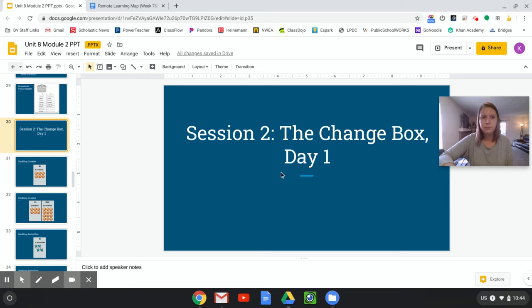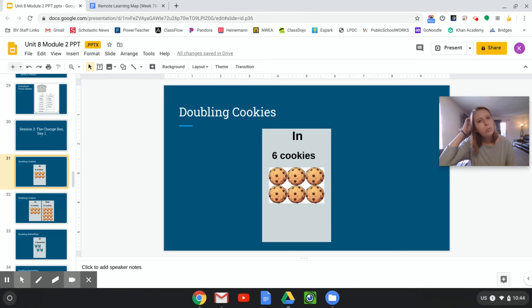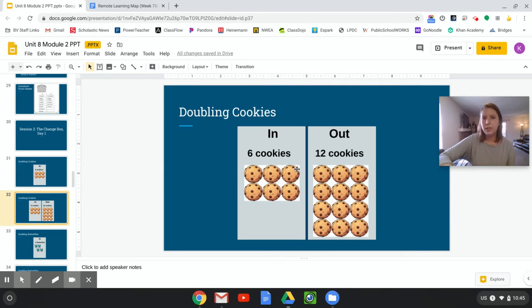So we've been talking about patterns. We talked about the picnic basket last time. Today we're going to talk about the change box. So just to review, doubling was the pattern of the picnic basket last time. So if we were still doing doubling, if we put in 6 cookies and we doubled it, how many would come out? If you put in 6 cookies, 12 would come out.